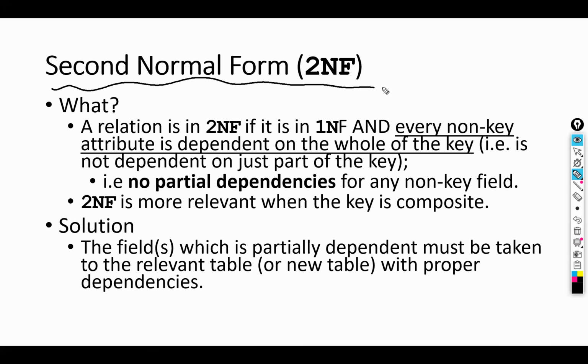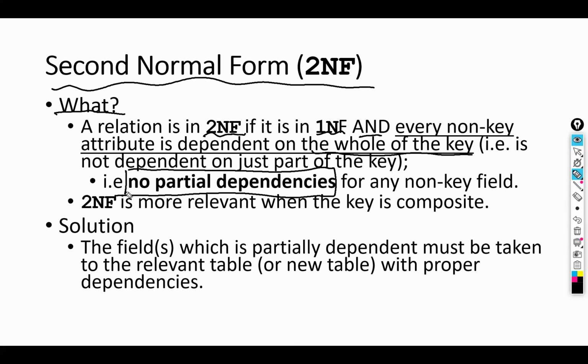Second normal form and above are related to functional dependencies. First normal form is related to atomicity. So this is the definition. A relation is in second normal form if it is in first normal form and every non-key attribute is dependent on the whole of the key, not just part of it. Or in very simple terms, we say no partial dependencies.